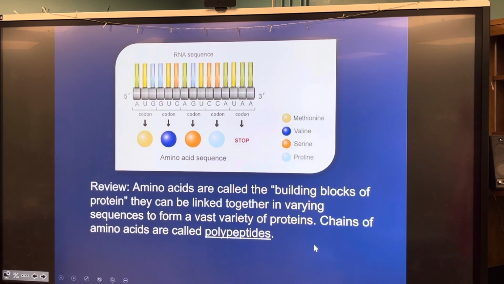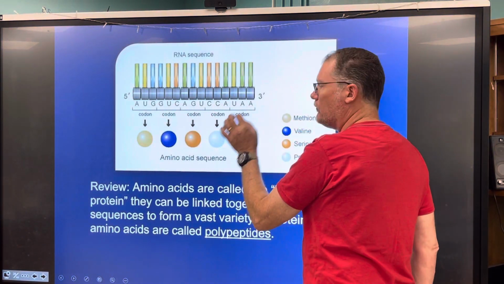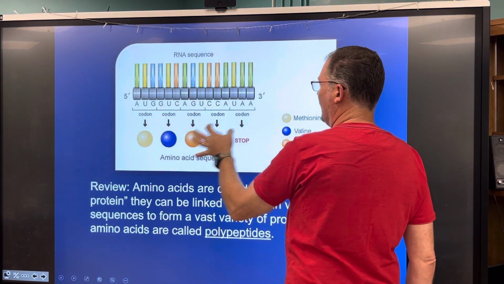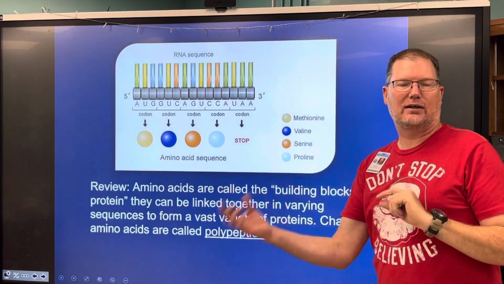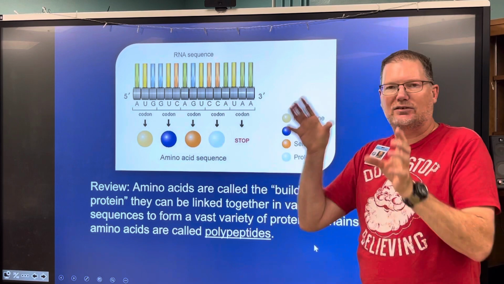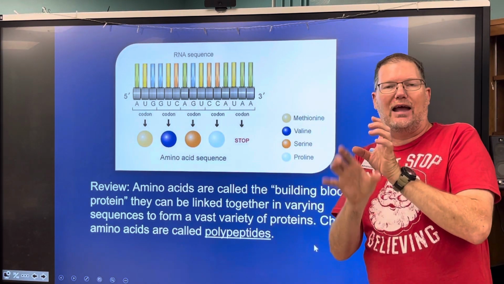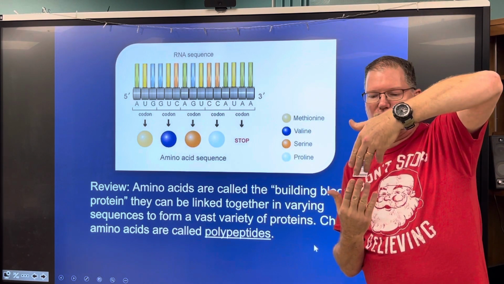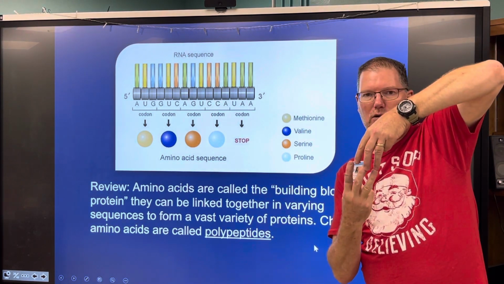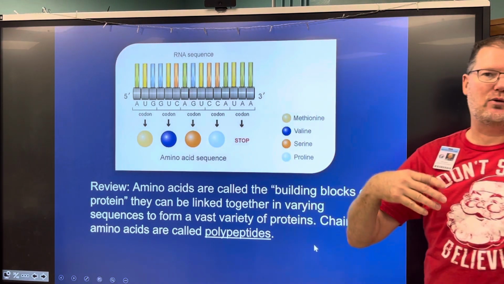And so the different codons code for different amino acids. And the transfer RNA, like in that video, comes in and it has one of these amino acid building blocks on it. And they have an anticodon that matches up with the codon and then binds the amino acids together to make a chain of amino acids called a protein.